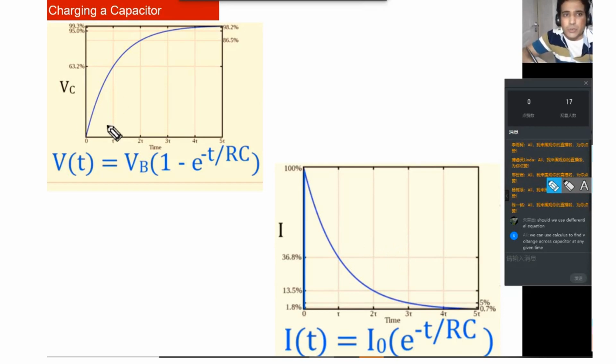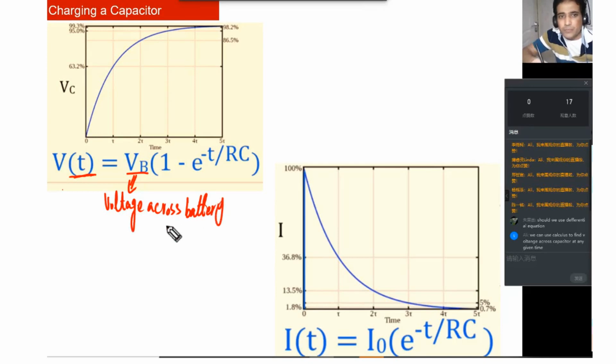Here you can see this is V(t). This is telling you if you need to find the voltage at any time. This is the voltage of the battery, the voltage across the battery, and E is a constant, and t is time. R is the resistance of the circuit.